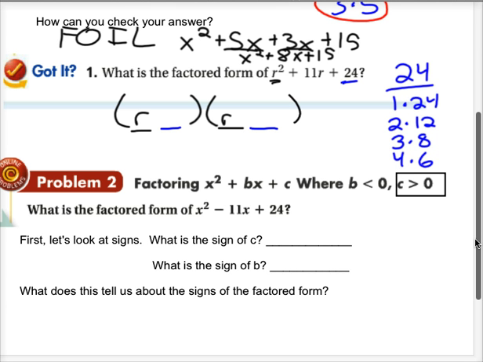So looking at this, now I need to shift my gears because again, we already know this times this also have to add to give me that middle term, that 11. So we need to look at our list. We need to look to see what is also going to add to give us 11. So looking at this list, 1 plus 24, nope. 2 plus 12, nope. 3 plus 8, oh, there we go. So 3 times 8 is giving us the 24 that we need. 3 plus 8 is giving us the 11 that we need. So I'm going to fill this in with positive 3 and positive 8.